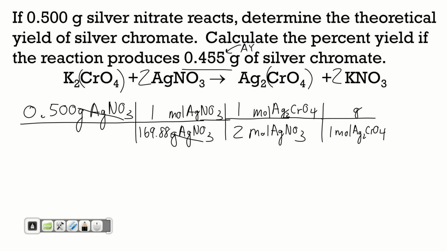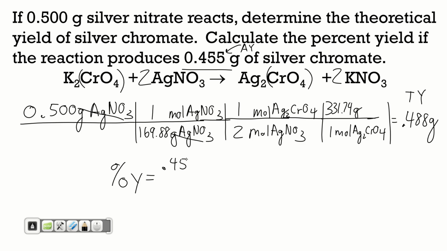Chromium 52 plus 4 times 16. That is 331.74 grams. Let's see how much we should produce. We should produce 0.488 grams. That is my theoretical yield. So my percent yield is my actual, 0.455.